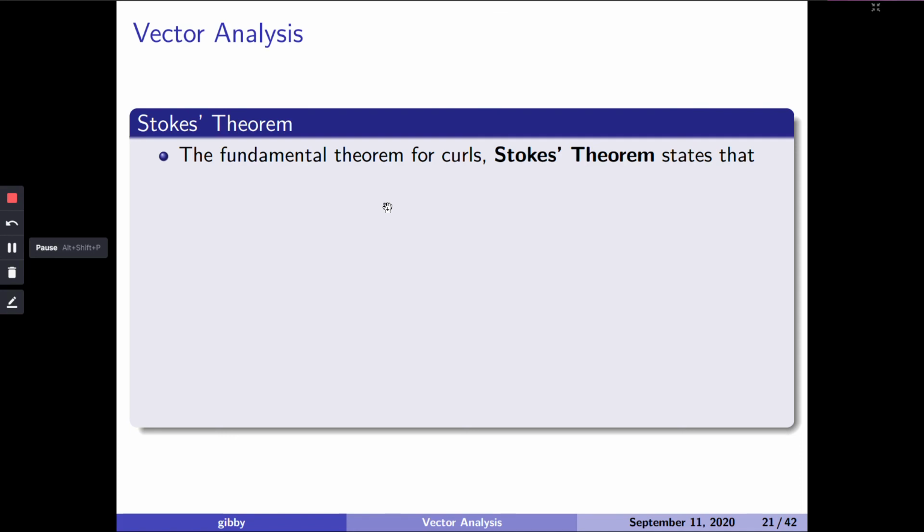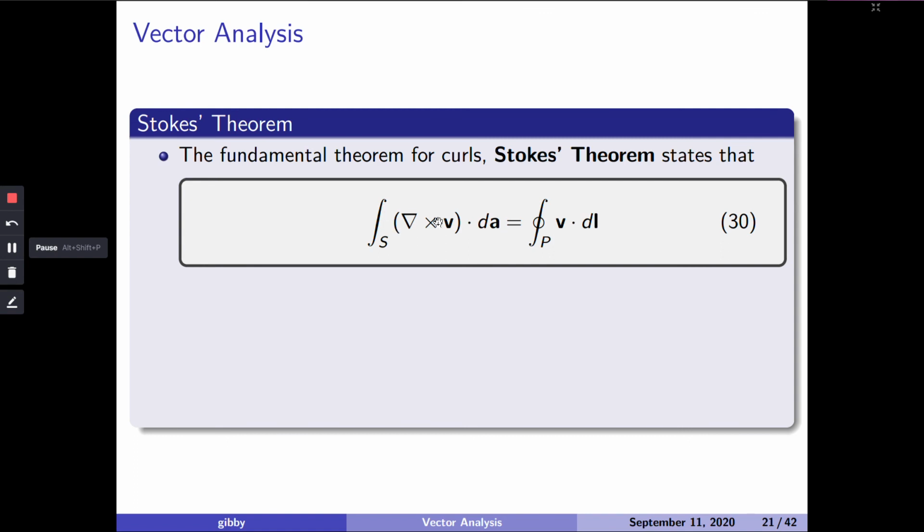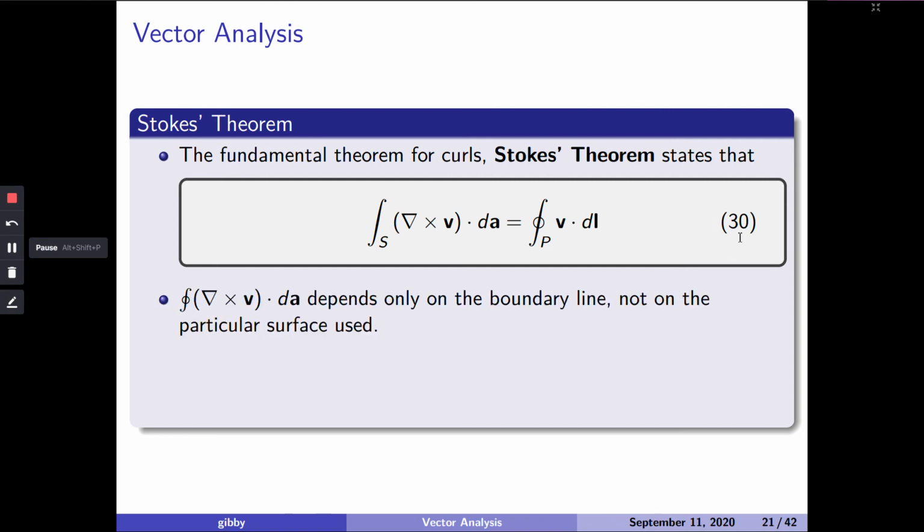Now let's move on to the Stokes theorem. Earlier was the divergence theorem. The Stokes theorem states that the surface integral of del cross v dot dA is equal to the line integral of the vector function v dot dl, given in equation 30. So del cross v dot dA depends only on the boundary line, not on the particular surface used. Okay.